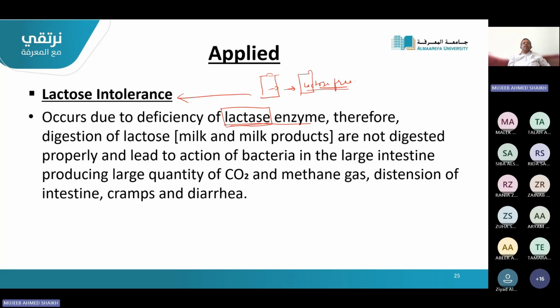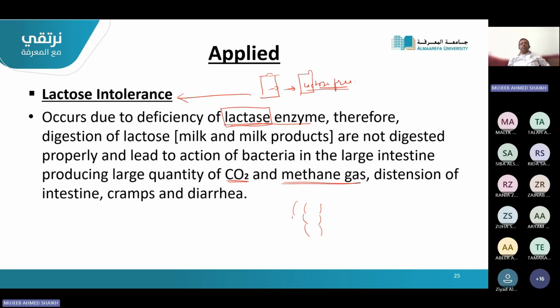This will cause the undigested lactose to reach the large intestine. In the large intestine, what are there? There are bacteria, microorganisms. So these will act on the lactose to cause production of carbon dioxide as well as methane. When gas is produced in the large intestine, what will happen?